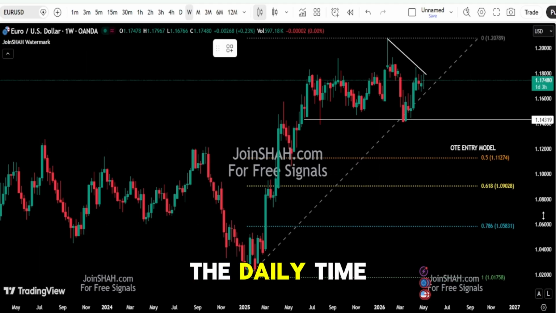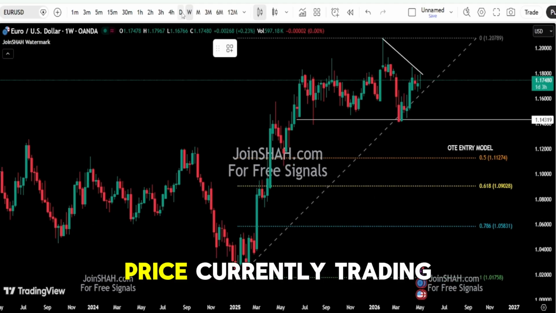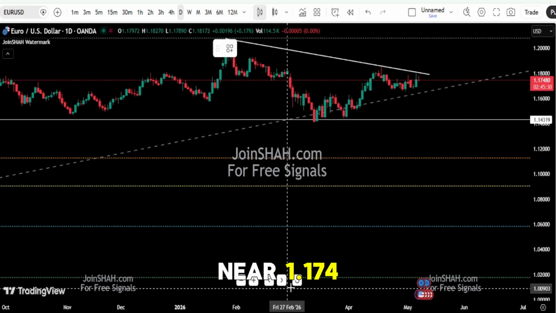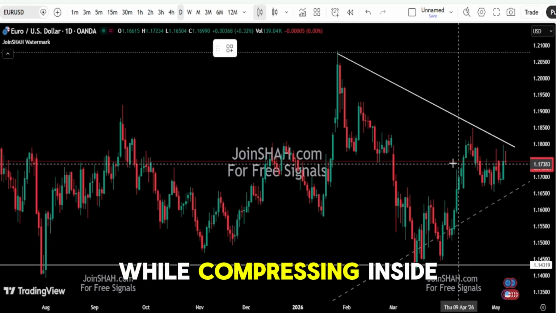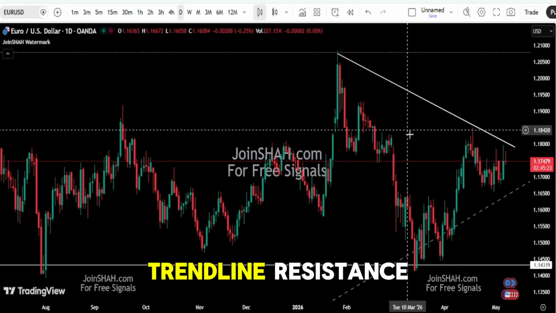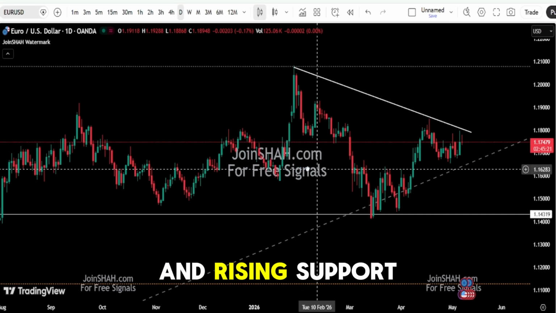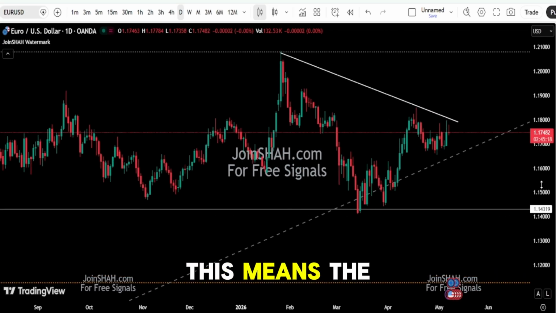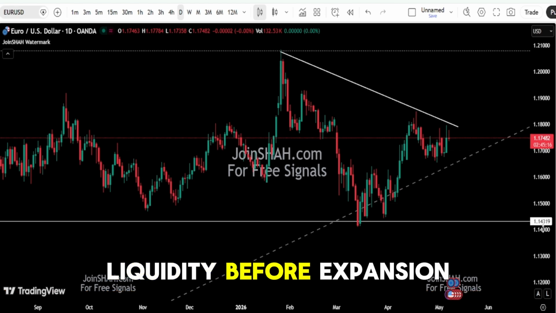Now moving to the daily time frame, we can see price currently trading near 1.174 while compressing inside a triangle structure. There is descending trend line resistance above current price and rising support below it. This means the market is storing liquidity before expansion.